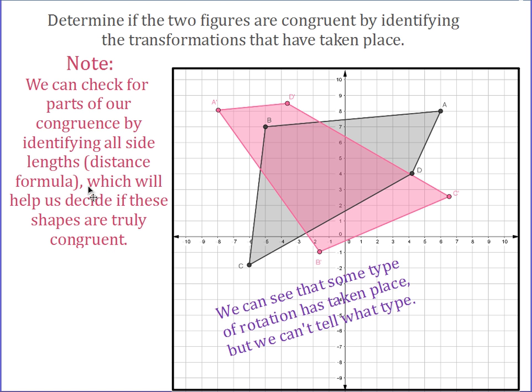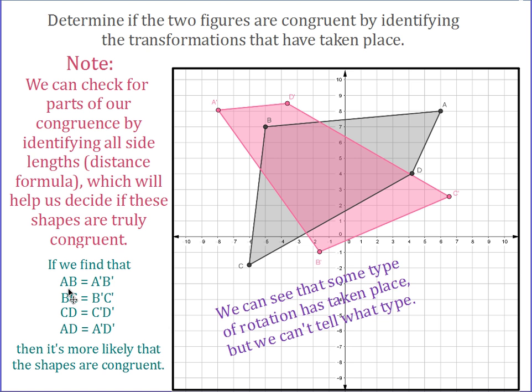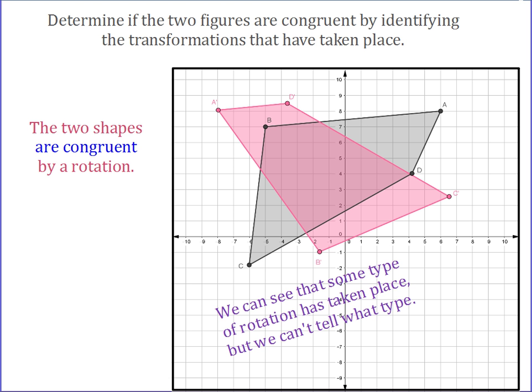We can actually check for parts of our congruency by identifying all the side lengths, and I'd probably have to use distance formula to do that. And that's going to help us decide if the shapes are truly congruent. If all 4 corresponding side lengths are congruent, then I can pretty much say that the two shapes are congruent. So if I use the distance formula and find that the length of AB is the same length as A prime B prime, BC has the same length as B prime C prime, and so on, then I can say that the shapes are congruent. And my final statement would be something like, the two shapes are congruent by a rotation, even though I don't know what that rotation exactly is.